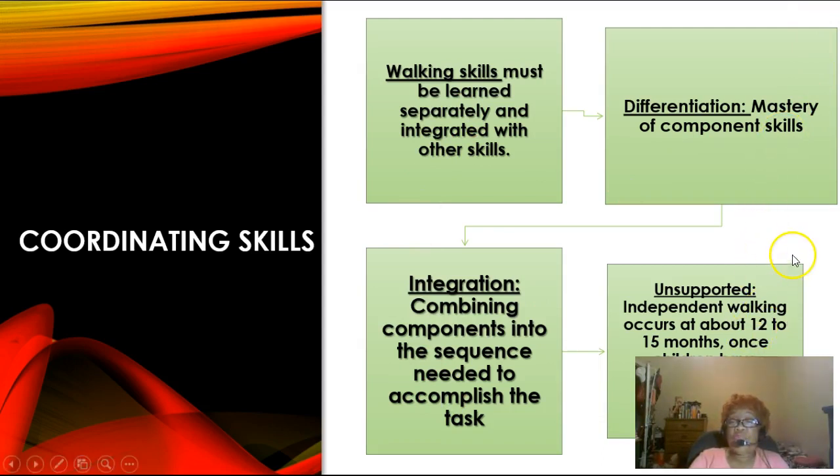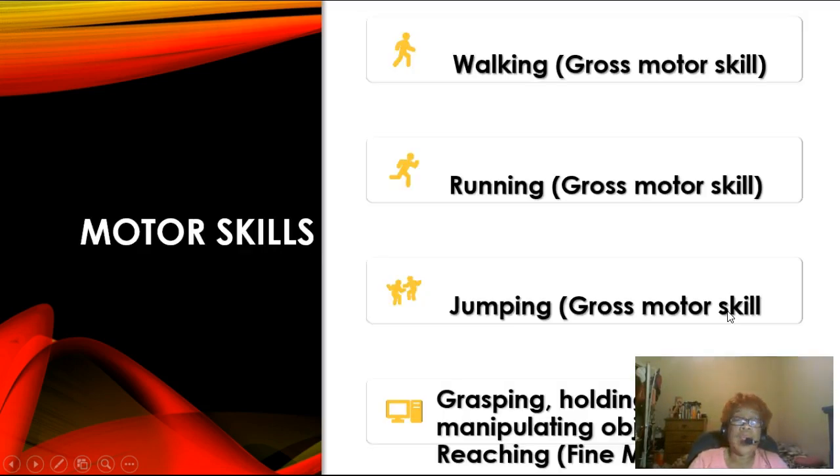And then things that are unsupported, such as independent walking, occur at about 12 to 15 months once children have mastered coordinated skills. This is not proven because not all infants or toddlers walk and integrate these skills at the same rate of speed. Motor skills, as we have defined, include these gross motor skills and these fine motor skills.